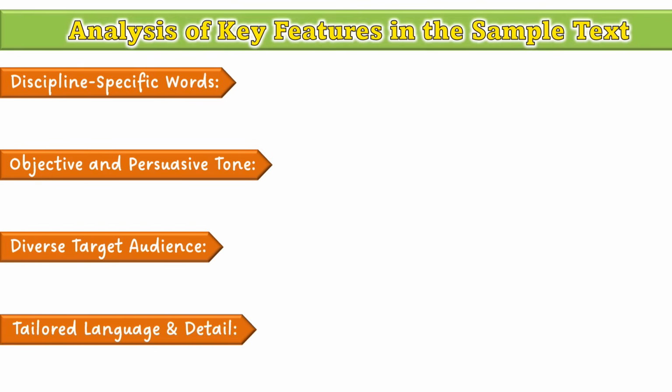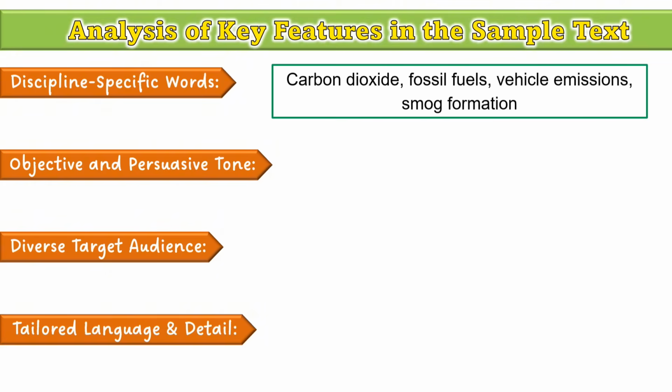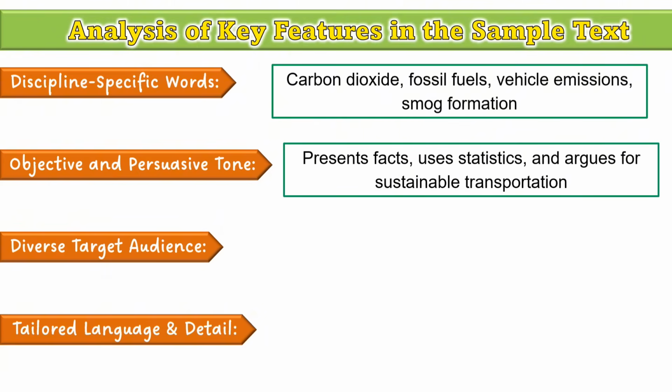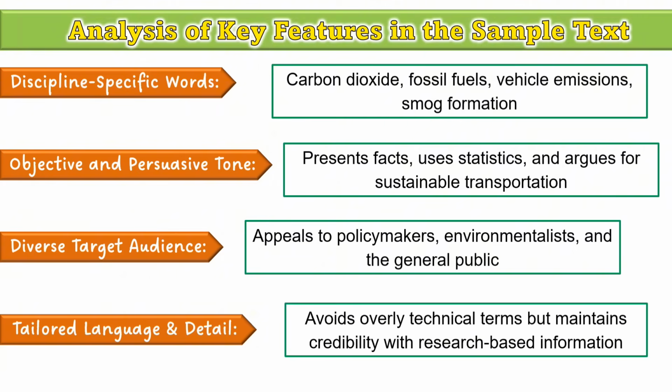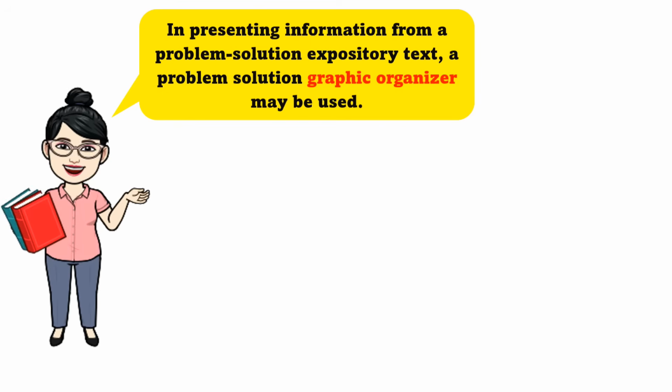Analysis of key features in the sample text. Discipline-specific words: carbon dioxide, fossil fuels, vehicle emissions, smog formation. Objective and persuasive tone. Presents facts, uses statistics, and argues for sustainable transportation. Diverse target audience. Appeals to policymakers, environmentalists, and the general public. Tailored language and detail. Avoids overly technical terms but maintains credibility with research-based information.